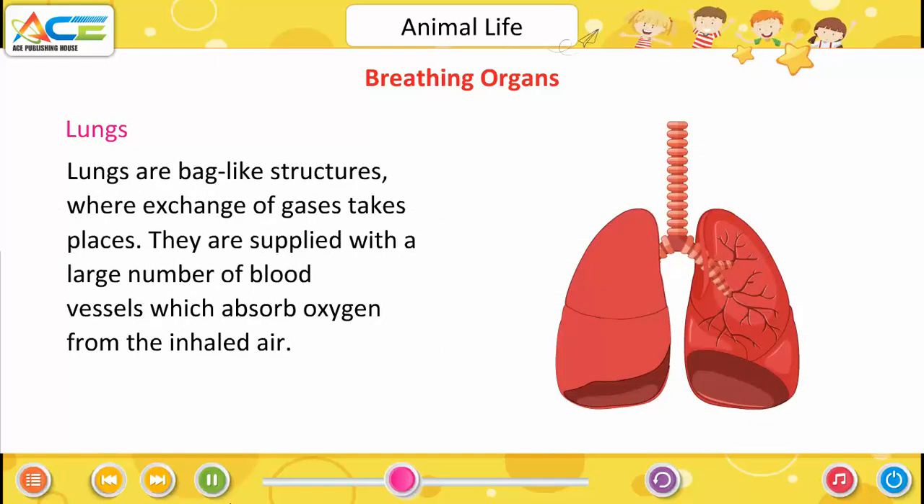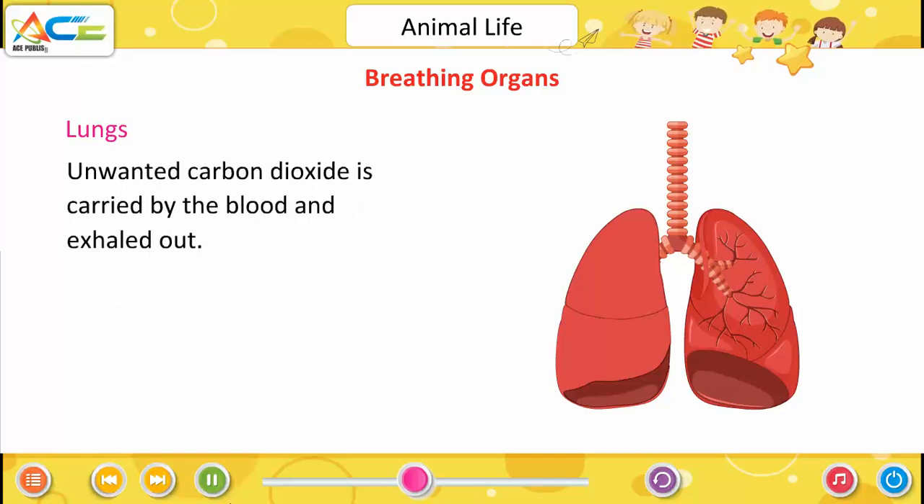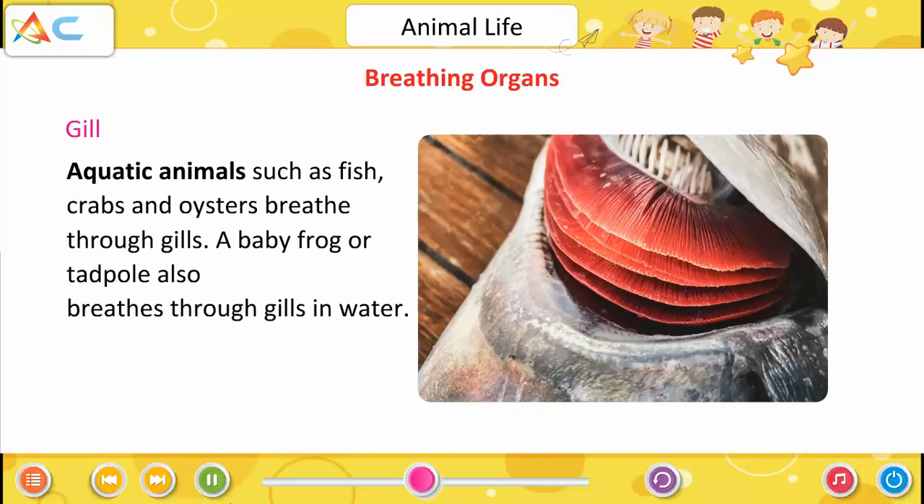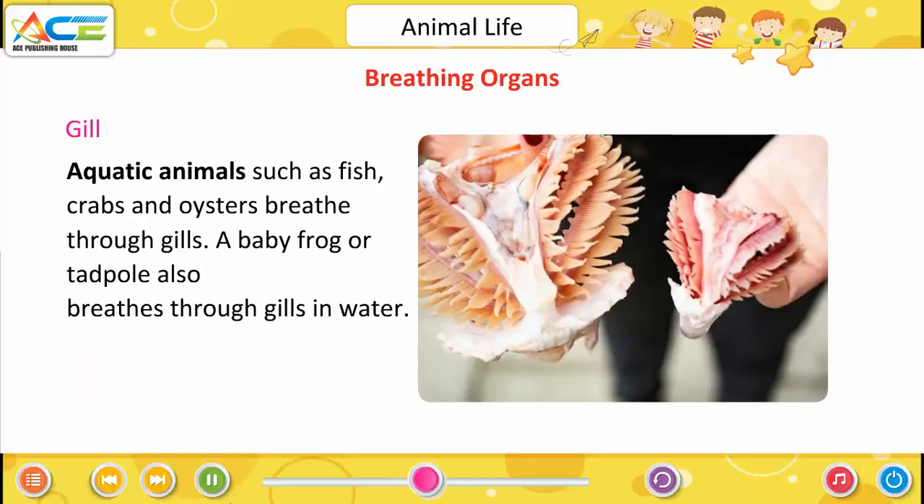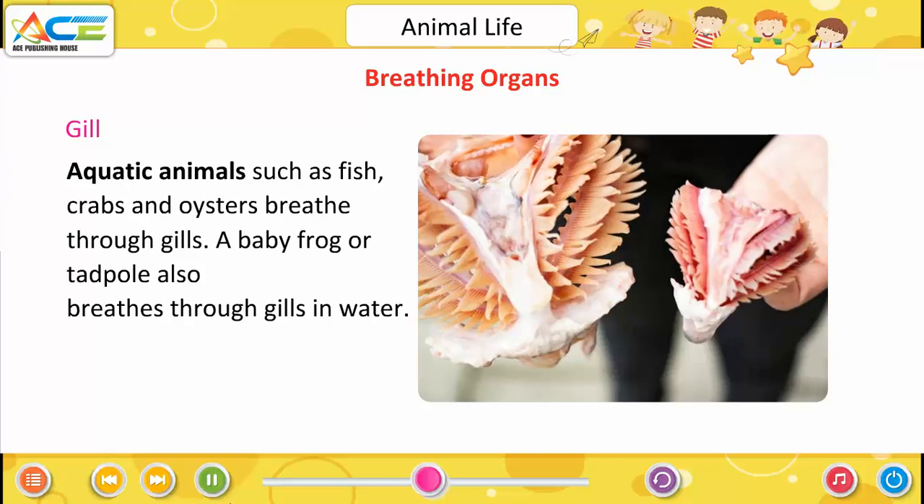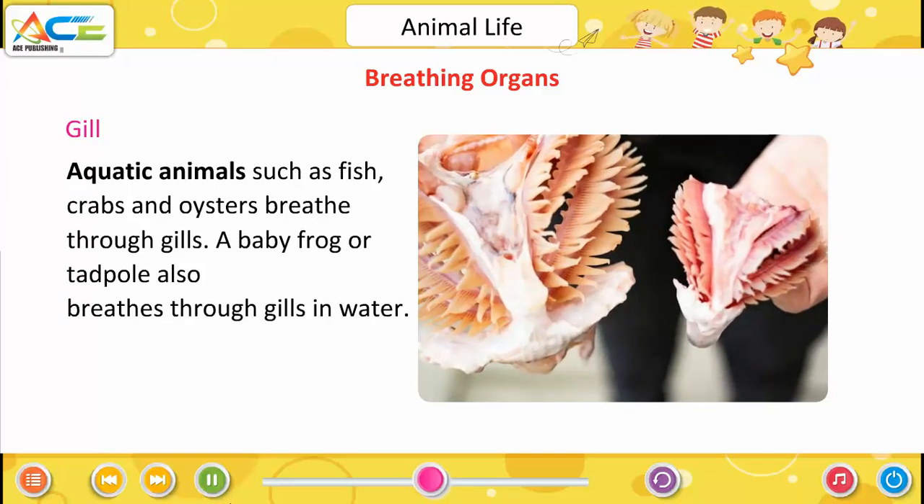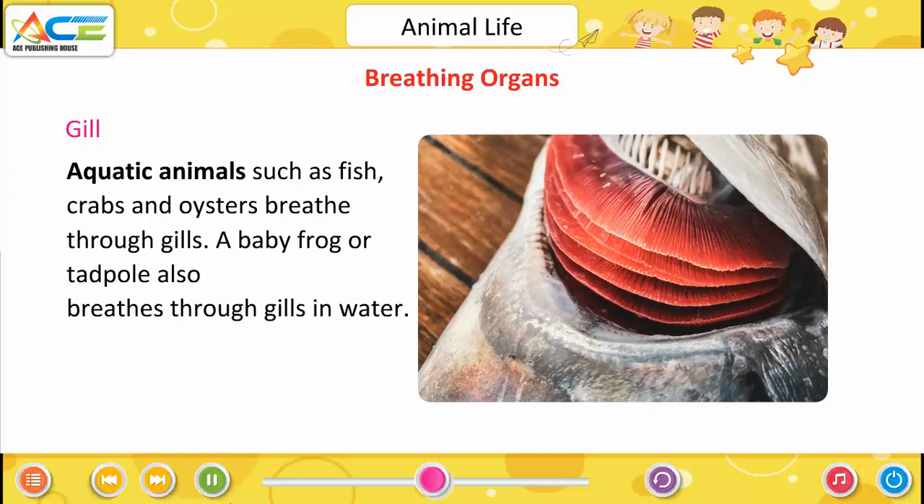Lungs are bag-like structures where exchange of gases takes place. They are supplied with a large number of blood vessels which absorb oxygen from the inhaled air. Unwanted carbon dioxide is carried by the blood and exhaled out. Gills. Aquatic animals such as fish, crabs and oysters breathe through gills. A baby frog or tadpole also breathes through gills in water.